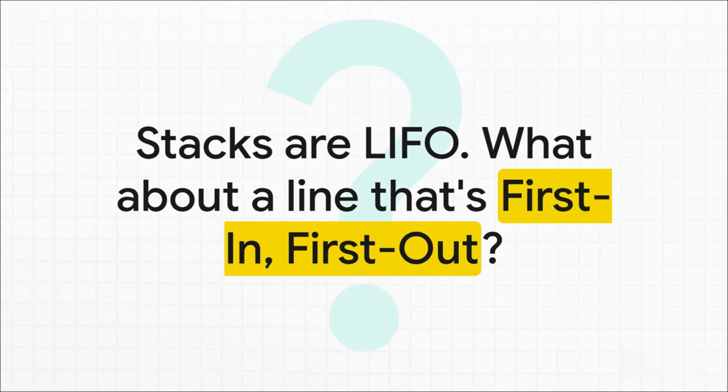So, we've figured it out. A stack works like a pile of plates. The last one in is the first one out. But what about a line at the grocery store? That's not last in, first out, that's first in, first out. How would you build a data structure for that? We'll chew on that one next time on The Explainer.